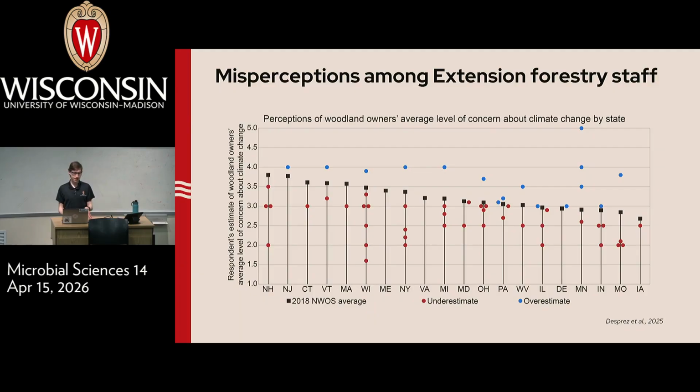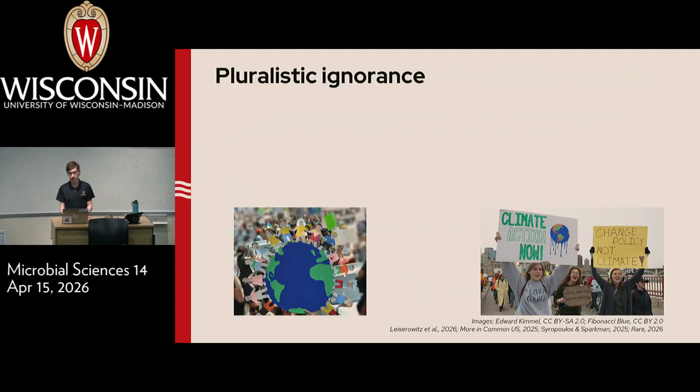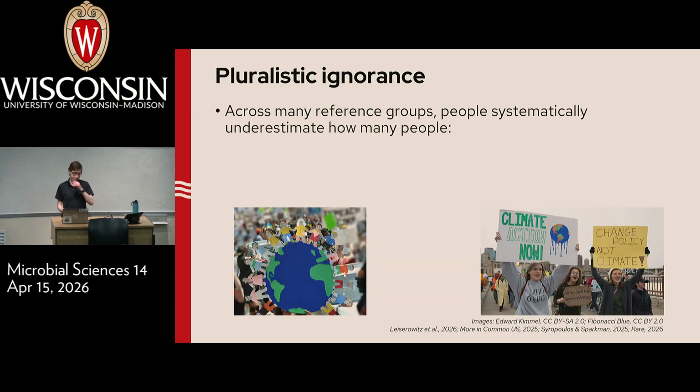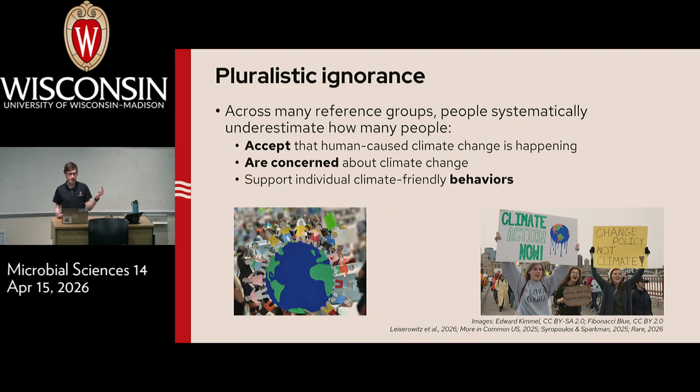And this is not a fluke. There's a ton of research about pluralistic ignorance, not just on climate change, but on a lot of other topics too. So no matter what area of science communication you're interested in, I encourage you to see, is there research on pluralistic ignorance in that area? In the case of climate change, what the research shows is that across many reference groups, people systematically underestimate how many others accept that human-caused climate change is happening, are concerned about it, support individual climate-friendly behaviors, and support climate-friendly policies. So if you want to see some examples of that in the Q&A, I have a bunch loaded up ready to go if you're curious.